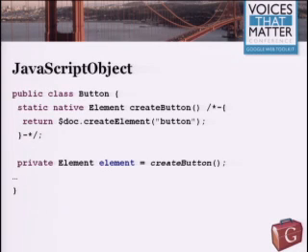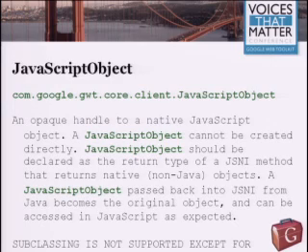This is what the text at the top of the JavaScriptObject class in GWT says. I'll read it out and then talk about it a little bit. An opaque handle to a native JavaScript object. A JavaScriptObject cannot be created directly. JavaScriptObject should be declared as the return type of a JSNI method that returns native non-Java objects. A JavaScriptObject passed back into JSNI from Java becomes the original object and can be accessed in JavaScript as expected. Then there's this warning at the bottom that got clipped off, which is meant to inspire fear, that says subclassing is not supported except for the existing subclasses. Or in other words, we're going to use it, but you can't.